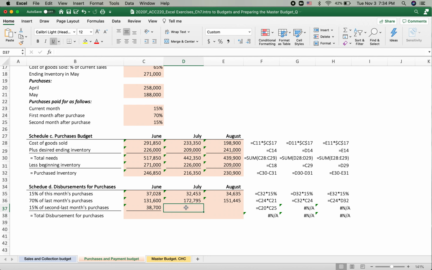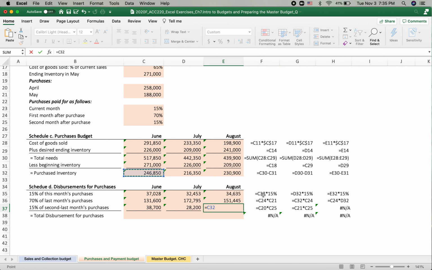What about July? July 50%. Where do you get it? When is the month? 2 months ago from July. Okay, here we go. The May times 50%. So 28,200 is the 50% of purchase from this May. Then August. Now 50% of what? Right. We use this June because that was 2 months ago from August, times 50%.